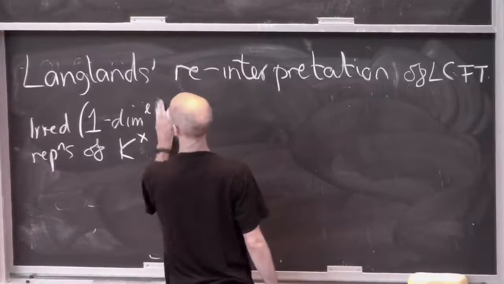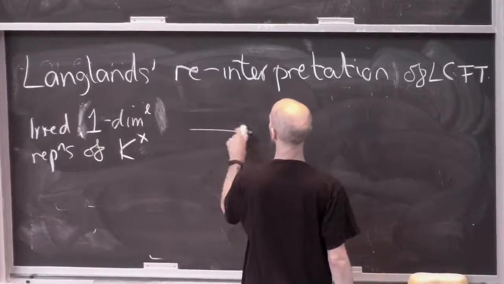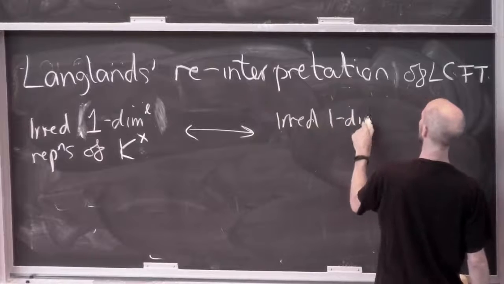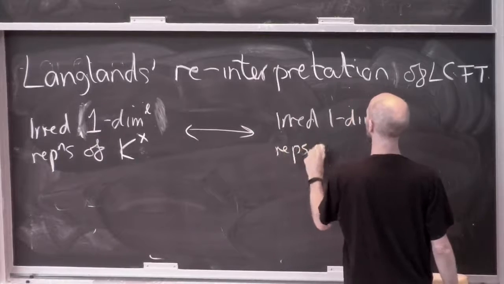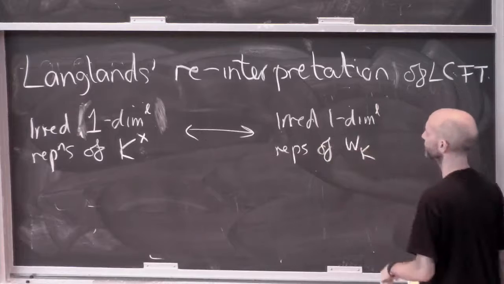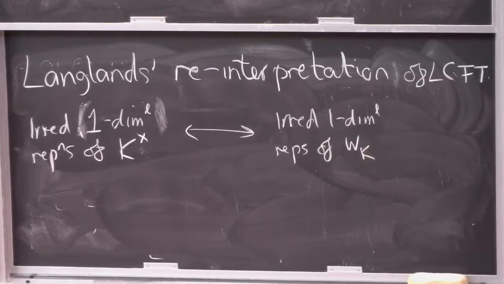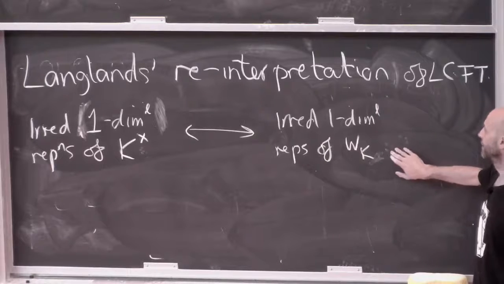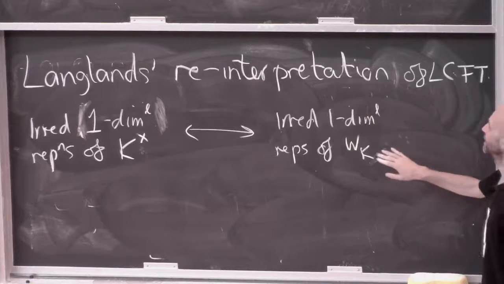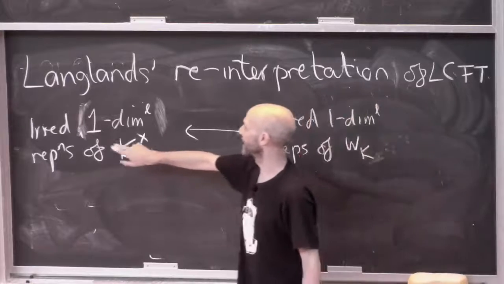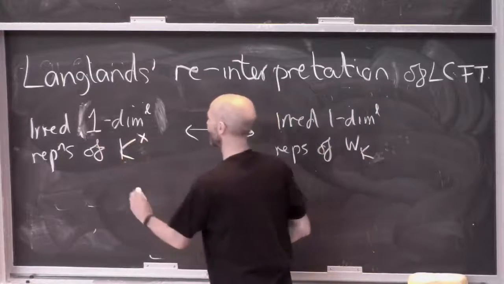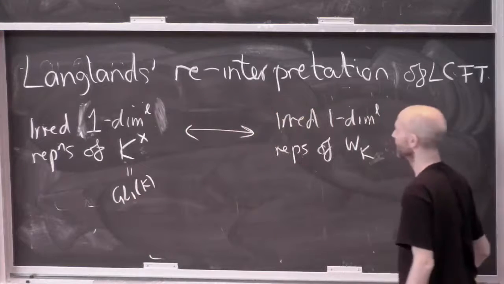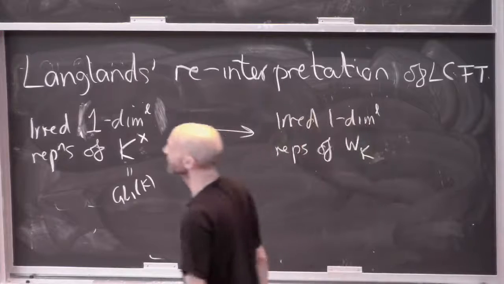So irreducible one-dimensional representations of K star are going to be the same as irreducible one-dimensional representations of WK. And the trick is, we're going to generalize the right-hand side by looking at n-dimensional representations, but we're not going to generalize the left-hand side by changing that one to an n. This K star is GL1 of K, and we're going to change that one to an n instead. So that's the amazing insight.